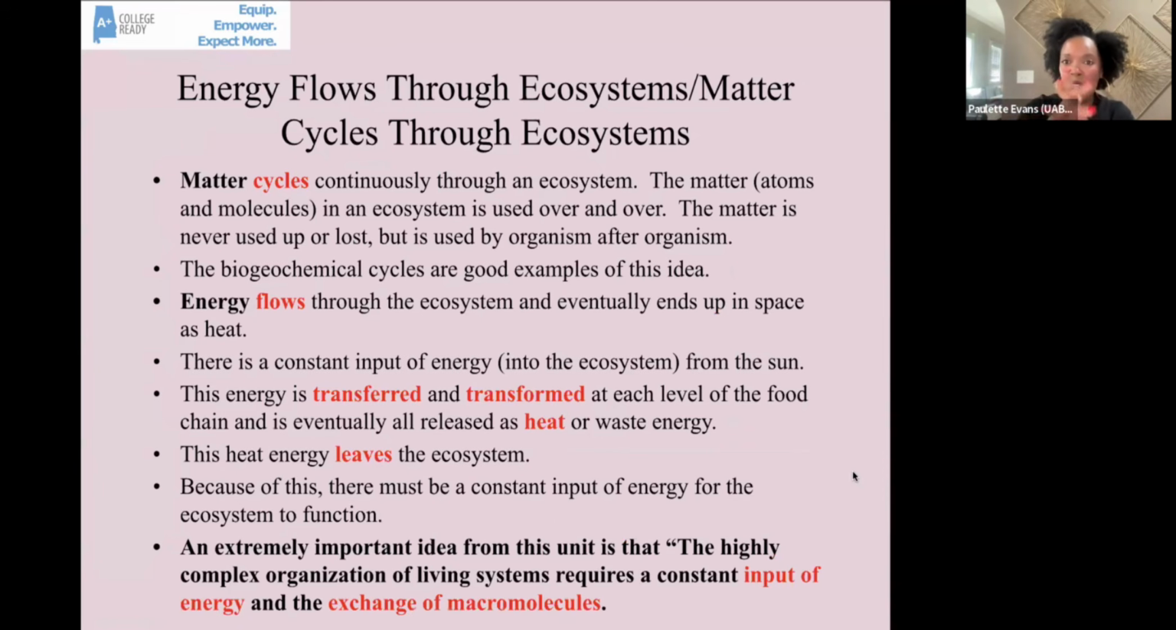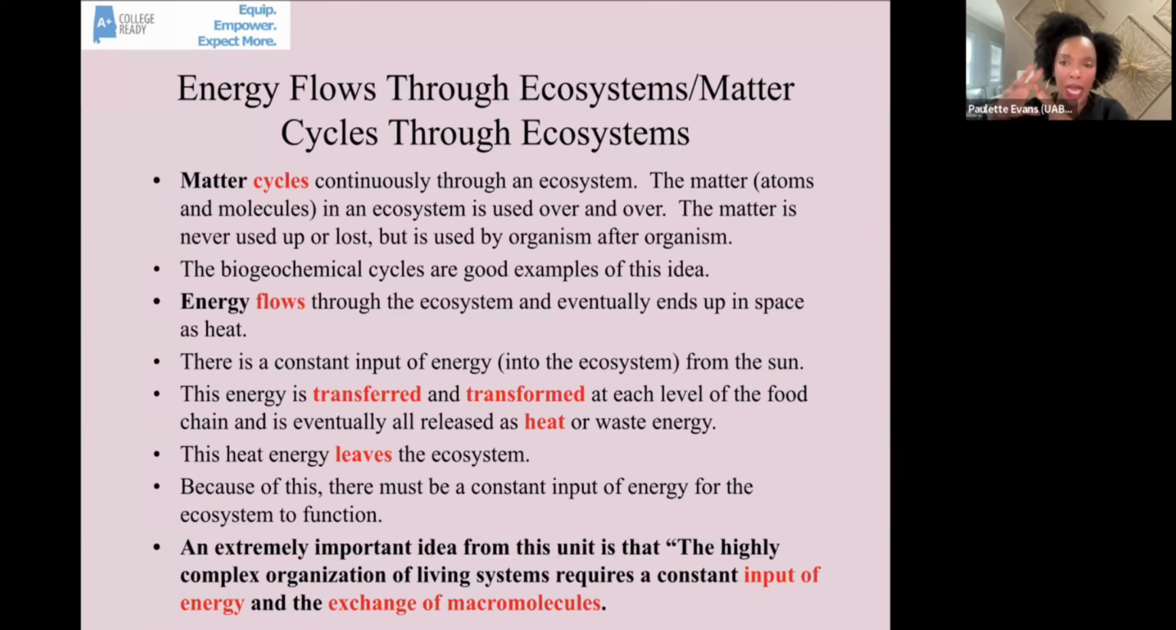All right. Also, I talked about in that first picture, this is just a summary, if you will. Matter cycles continuously through an ecosystem. The matter or the atoms and the molecules, the pieces, always remember the things on the periodic table, the carbons, hydrogen, oxygen, nitrogens. All right. So they're used over and over in the ecosystem. All right. And energy flows through the ecosystem. Okay. There's a constant input of energy into the ecosystem from the sun, always and constant. This energy is transferred and transformed at each level of the food chain or the food web and is eventually released as heat or waste energy.